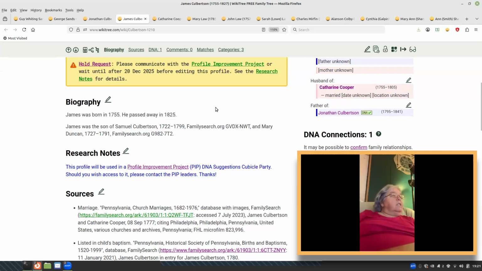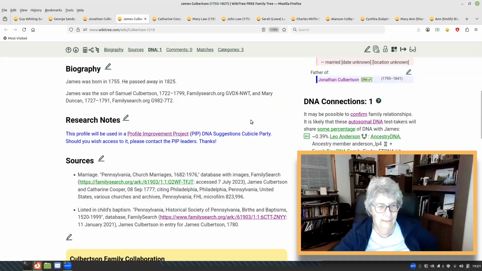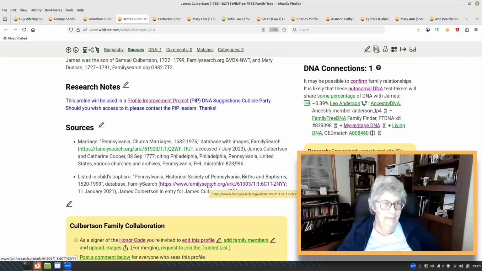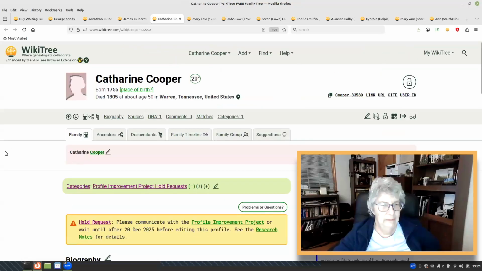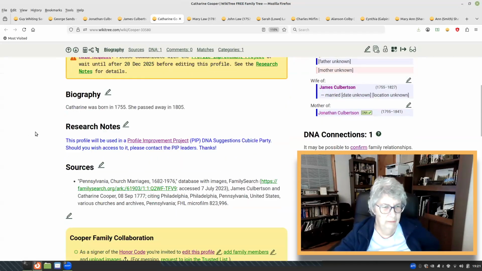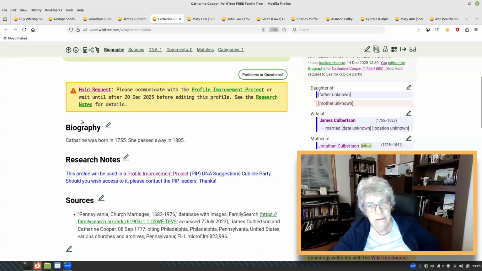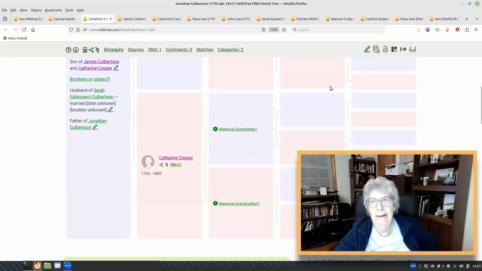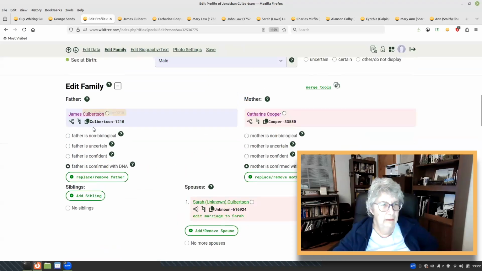We can check his parents to see if either of them has a source on them, because they could. We see that fairly often. There's a child's baptism for James, but not for Jonathan. They got married, and I'm sure they had kids, but we don't know if this was one of their kids. So we're just going to fix this guy. And we're going to say, you can't be certain. You don't have any sources.